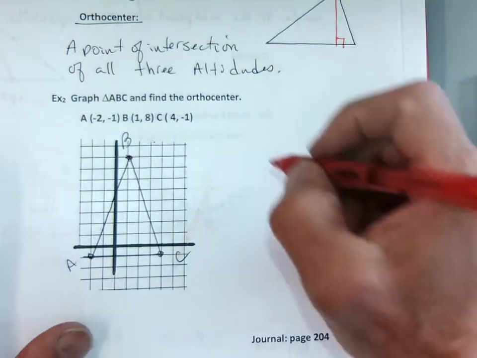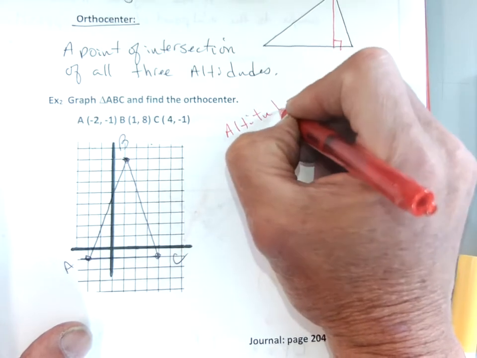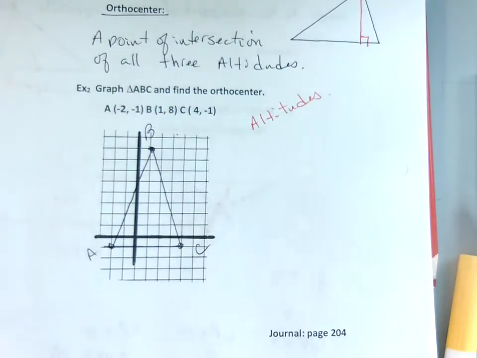And looking for altitudes. Altitudes: straight up and down to the bottom. Straight up and down to the bottom, the height of the triangle. So from B, it's pretty easy.